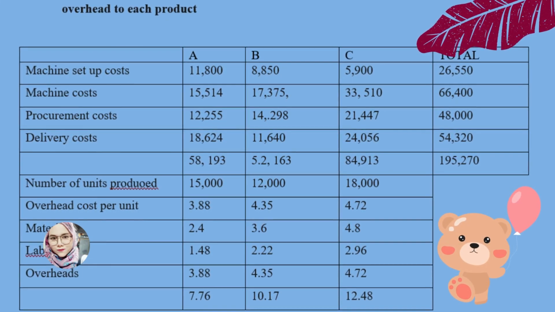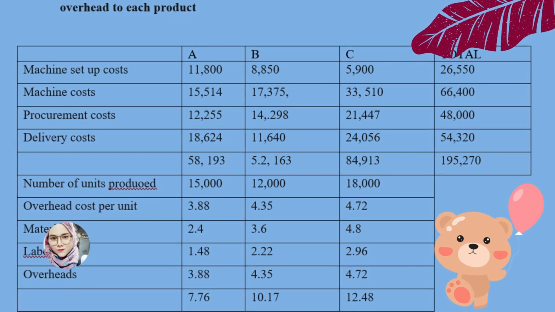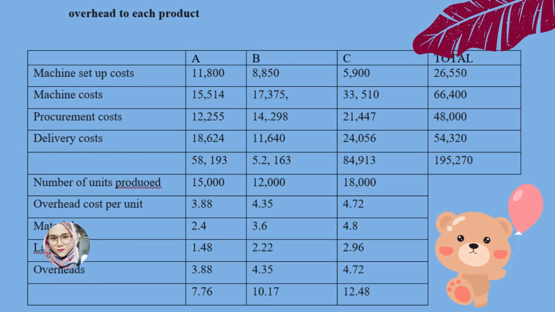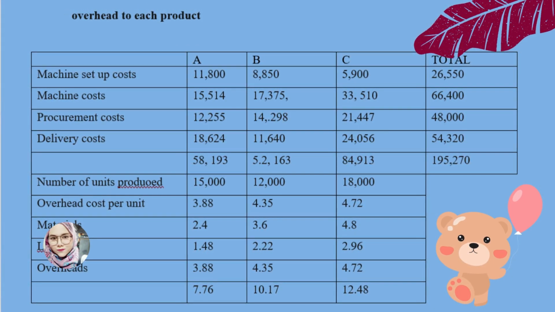Okay, we go to overhead to each product. For product A, B, and C, let's start with machine setup cost. For product A, we got 11,800. For product B, we got 8,850. For product C, we got 5,900. So the total we got still same, 26,550.